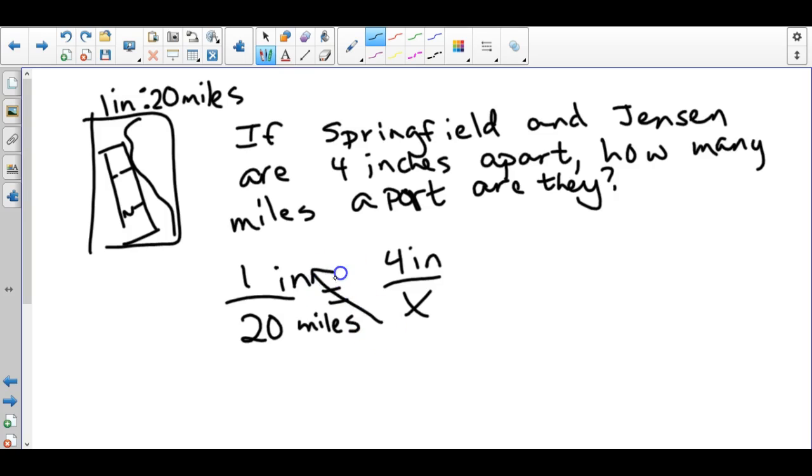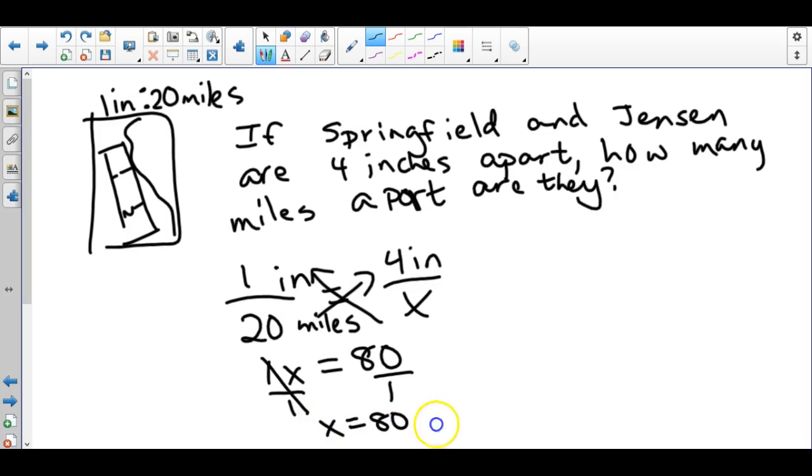And then we cross multiply again and solve. 1 times x is 1x, 20 times 4 is 80. You could divide both sides by 1 to say that x equals 80 miles apart, not feet, miles. So they are 80 miles apart.